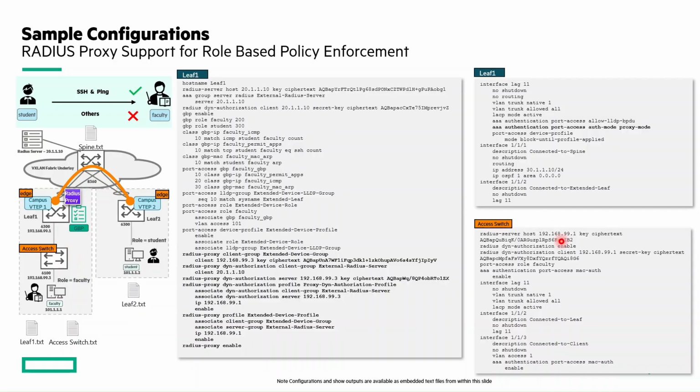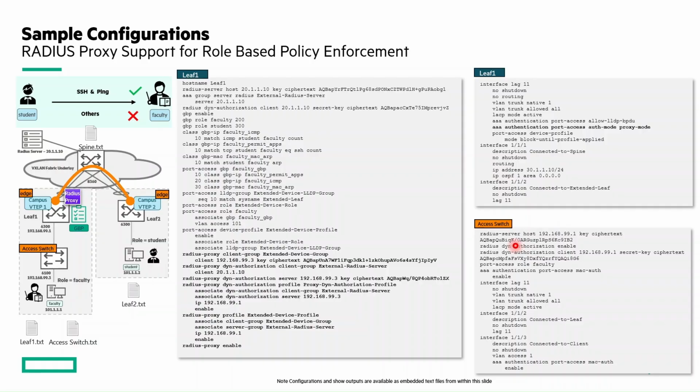Let me start explaining the configuration workflow here. The bold highlighted configurations are newly introduced as part of this feature in the 10.16 release. The other configurations are pre-existing ones. Let's start with the access switch configuration. Before we go into it, you have to note down the IP addresses of the access switch and the leaf 1 switch. The access switch IP address is 99.3 and the leaf switch IP address is 99.1. The radius server IP address is 20.1.1.10.